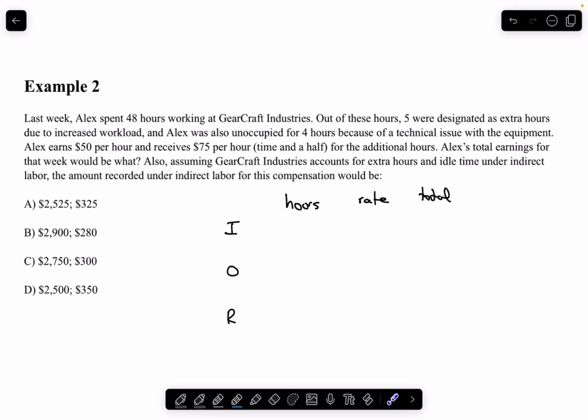Last week, Alex spent 48 hours working at Gearcraft Industries. Out of these hours, 5 were designated as extra hours due to increased workload. So he worked extra hours, that's called overtime. So 5 hours were overtime. And Alex was also unoccupied for 4 hours because of a technical issue with the equipment. Unoccupied is just a fancy way of saying idle time. So 4 hours of idle time where Alex was idle, right? But that's still considered working.